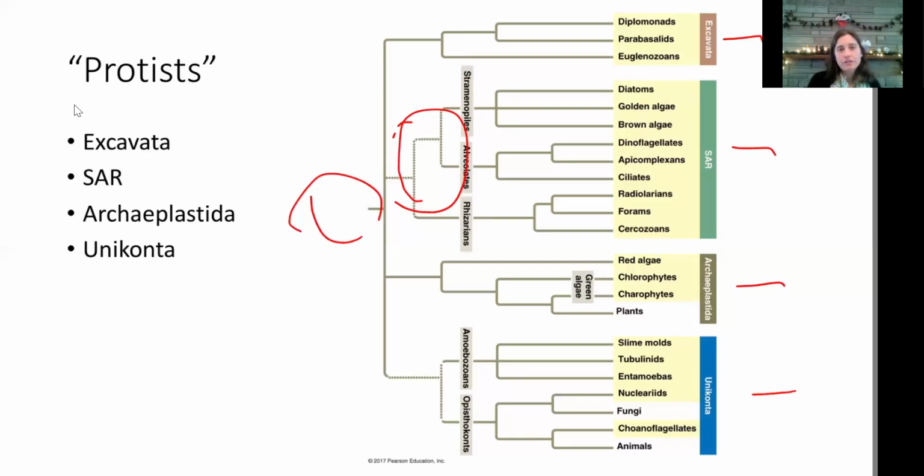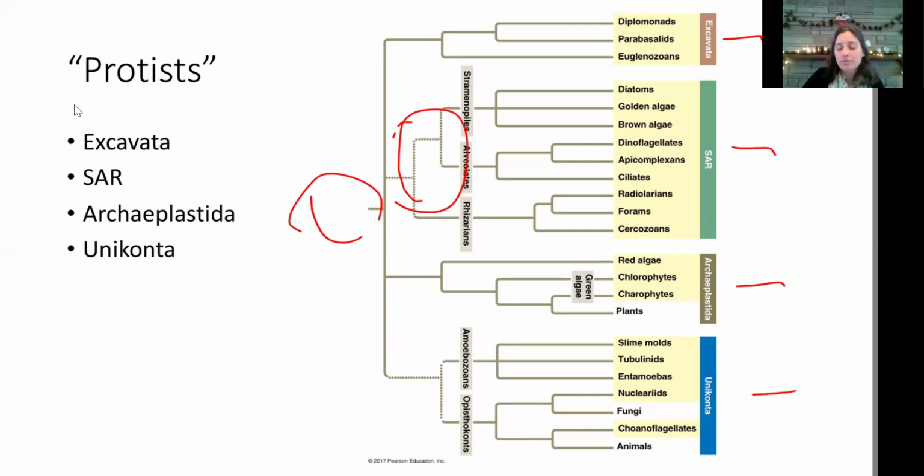Some of them are autotrophic, meaning they make their own food. Some of them are heterotrophs, meaning they consume food. Some of them are mixotrophs, meaning they can do photosynthesis, but they can also consume other nutrients. They reproduce asexually. Some of them can reproduce sexually, and they have all different kinds of variations within that. So again, not a lot of common things that tie them all together.